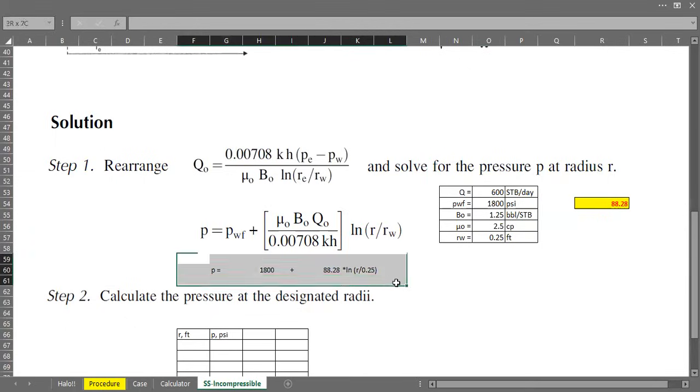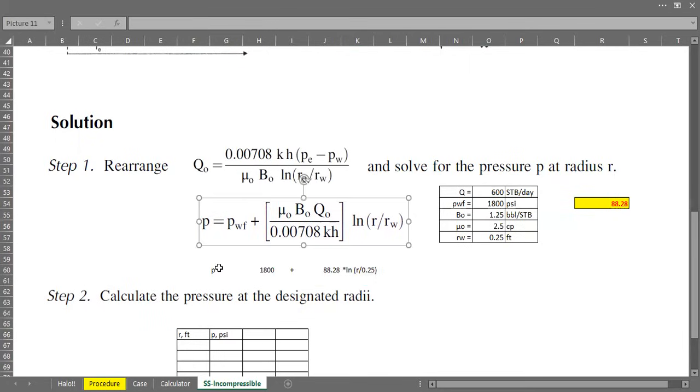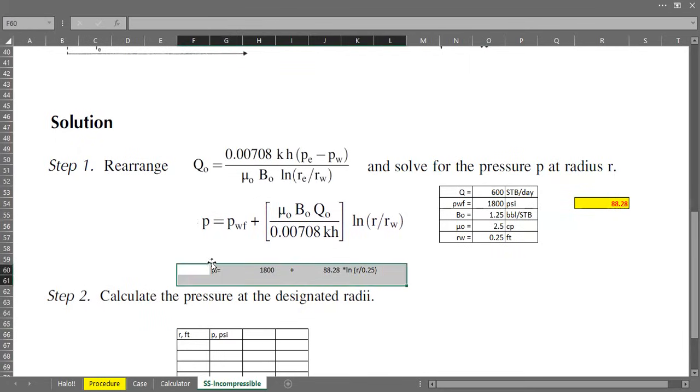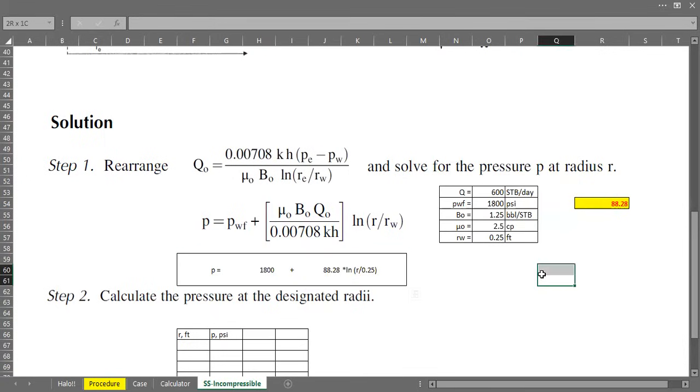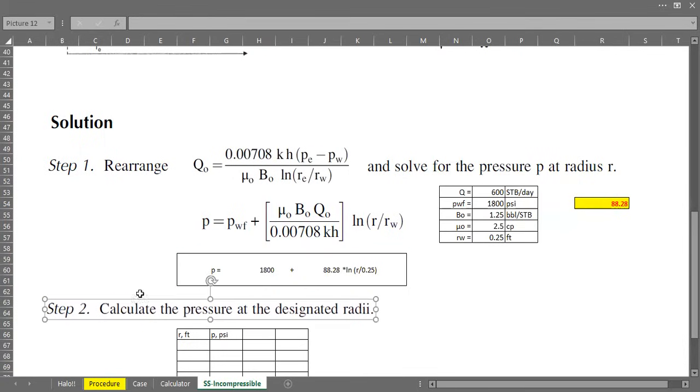And let's say I will make a table for this equation. I will make a box. Okay, so this is our new equation. So pressure at any location is 1,800 plus 88.28 multiplied by natural logarithm of r divided by 0.25.